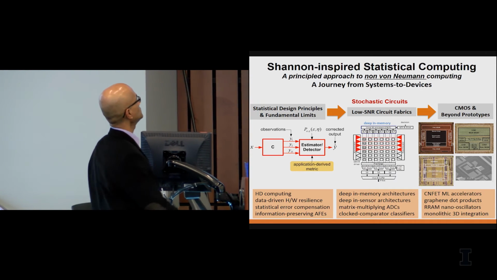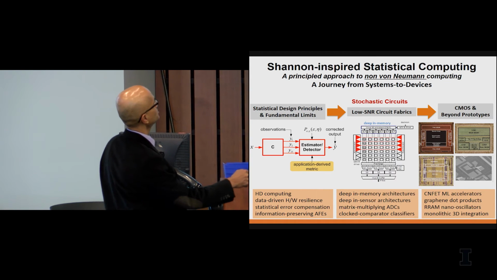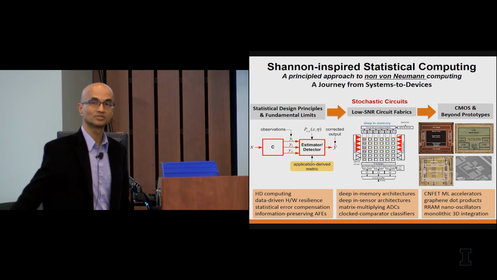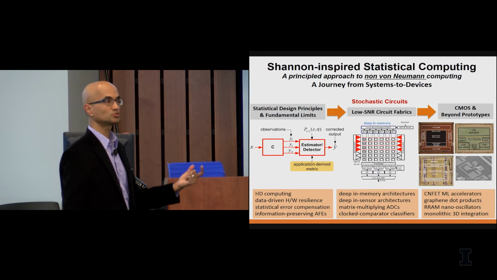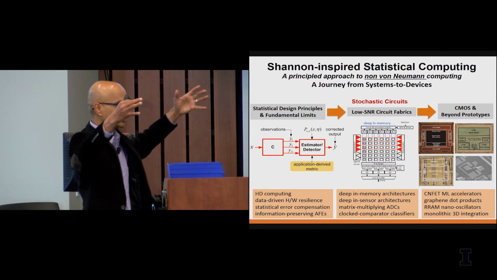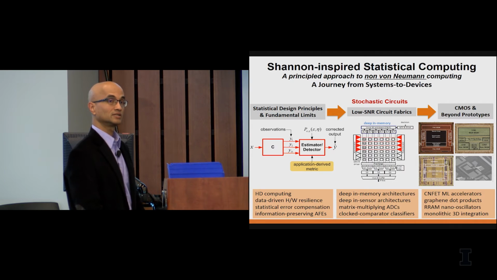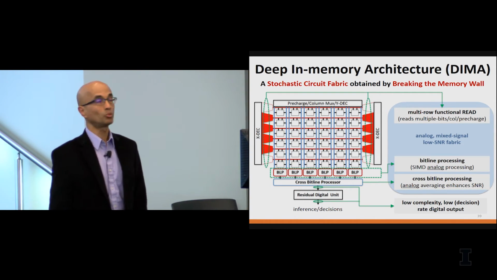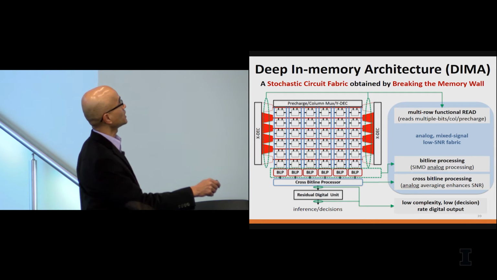So what did the center do? We developed fundamental principles, we came out with architectures, and then we built prototypes. We showed that these Shannon-inspired ideas, where you build a reliable system with a stochastic component, is actually real. And one of the stochastic components is a deep in-memory architecture, right?